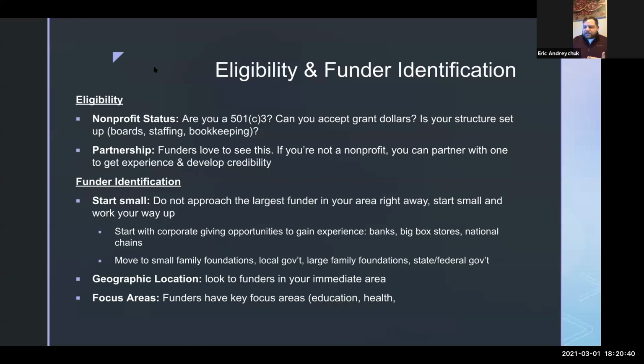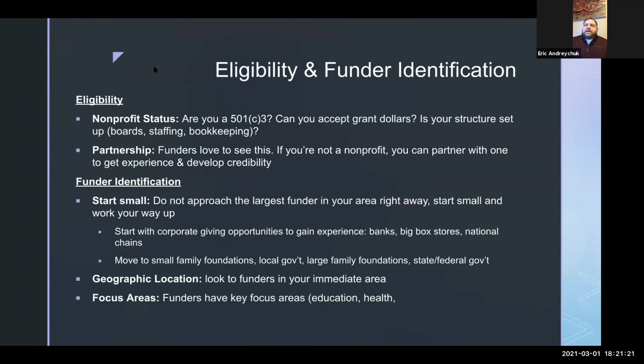Banks, big box stores like Target or Meijer, national chains, they have corporate giving opportunities that are very similar to the grant writing process and can get you started off. Once you get those practiced up and you start getting your first grants, which will probably be kind of small, which is nothing to shake a stick at, small grants are just as impactful as large ones because you'll need those dollars anyway. But once you get past the Meijers and the Targets, then you can start working your way to small family foundations.